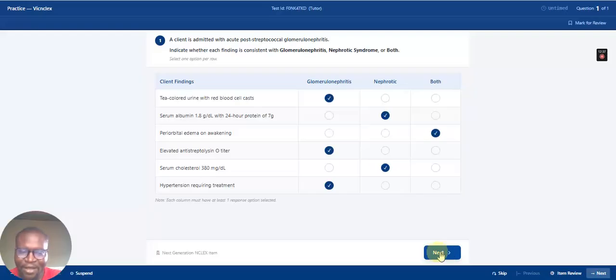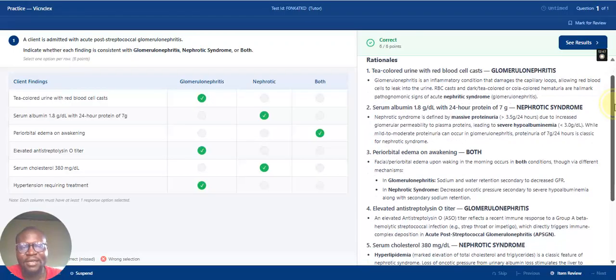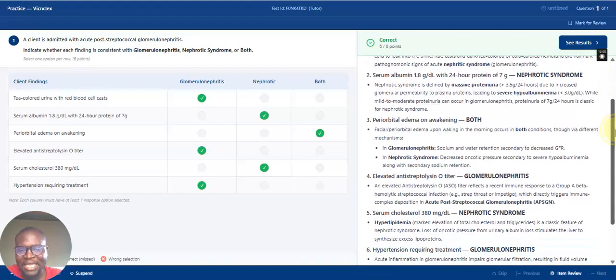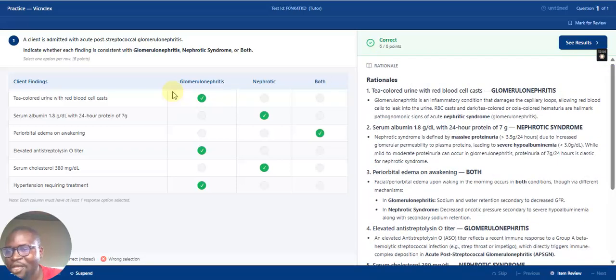All right, so let's look at our answer, whether we got it correct. Okay, I can see we got it correctly, right? So NCLEX is very, very simple, and you can see our rationales. Our rationale is very, very detailed. It makes you understand what it is and the rest of it. So that is it. NCLEX is very, very simple. It is not hard, right?